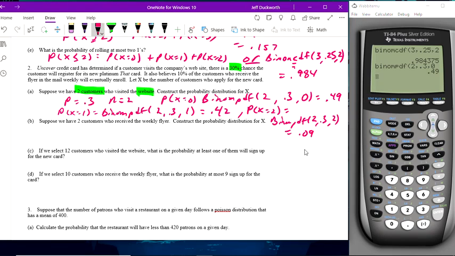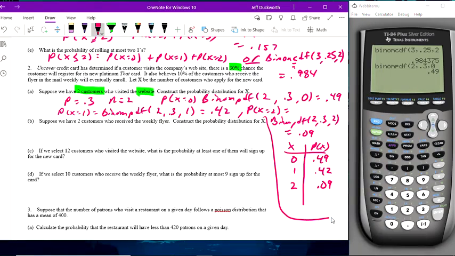So they want a distribution. I'm going to write the distribution here, the x values and the p of x. X could be 0, 1, or 2. And then we get 0.49, 0.42, and 0.09. All of this is the answer to part A. So again, we had two customers. We're calling a success whether or not they get that card. And we have a probability of a success of 0.3.